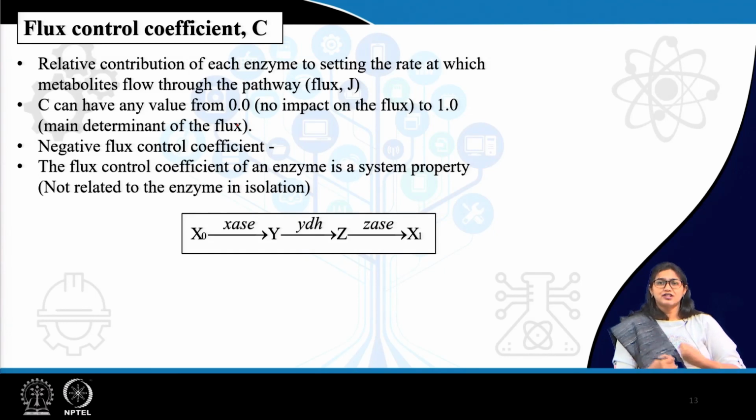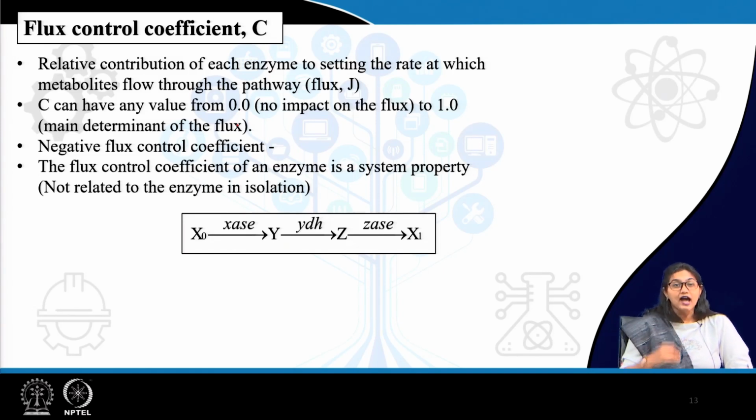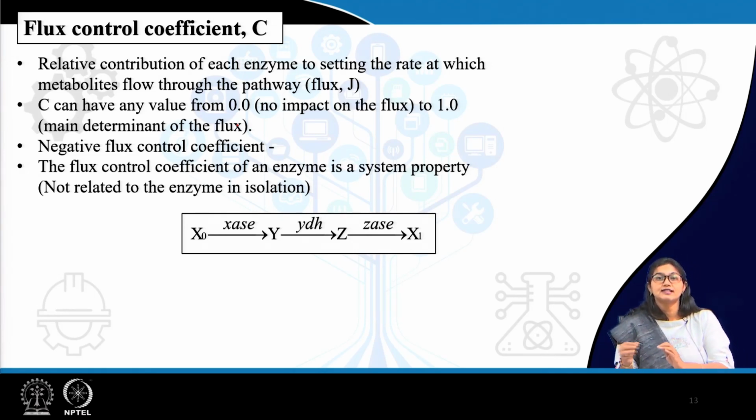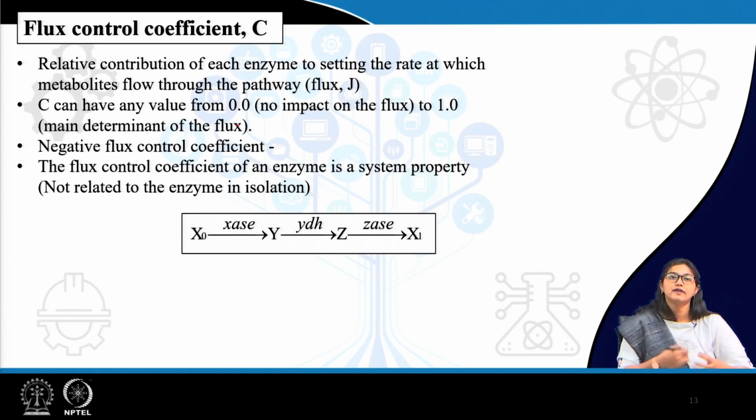Next, we are moving on to discussing some coefficients related to this metabolic control analysis. One such is the flux control coefficient, which is denoted by C. Now, the flux control coefficient is basically the quantitative expression of the relative contribution of each enzyme, where when the enzyme concentration is changed, it affects the metabolic flow. How much, is actually described by the flux control coefficient.